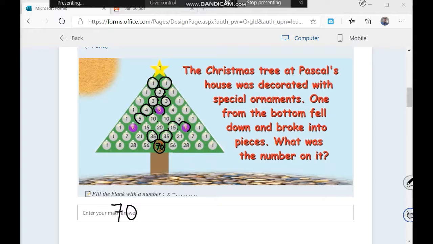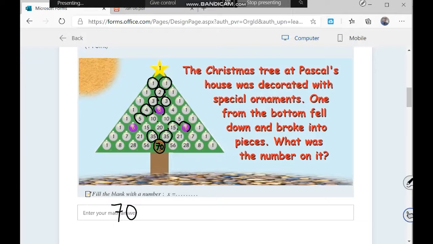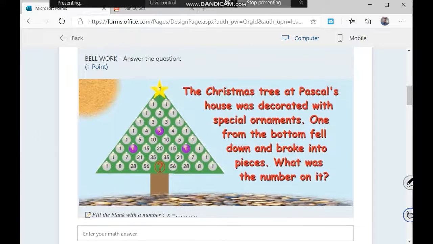The Pascal tree is something that has lots of applications. Later in this course we will be able to apply it, especially in quadratic or perfect polynomials. We will see something later about the Pascal tree, but this at least has one application here, which is to answer our bell work. And the bell work is going to be 70.